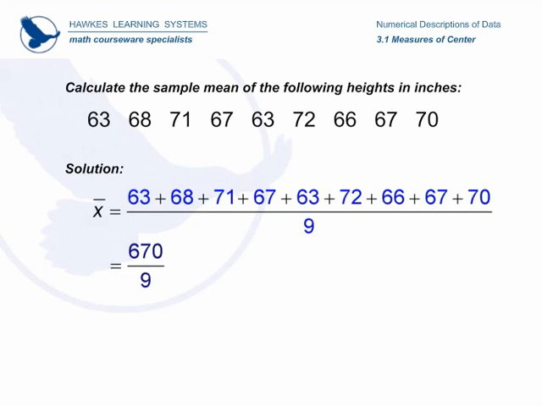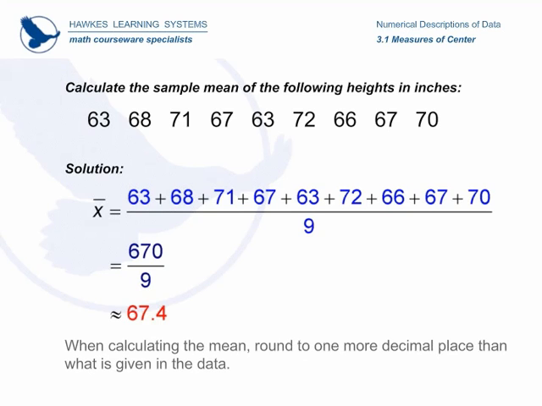So here for our sample mean we have 670. That's the total of all of the data set values added up, divided by 9, the number of data set values. And so for a sample mean, we have 67.4. When calculating the mean, be sure to round to one more decimal place than what is given in the data.